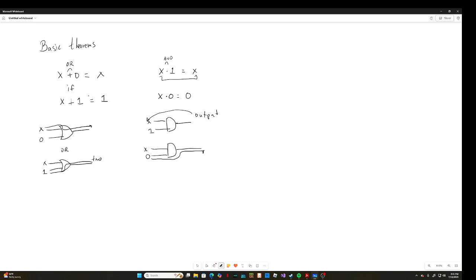Another thing that we have: if we have an inverted value and we invert that value again, then we end up with x. For example, if I have two inverters connected one after the other, and I have x here, then the output is also going to be x, because right here I have x inverted, and then I have x inverted again, and these cancel each other, making my input the same as my output.